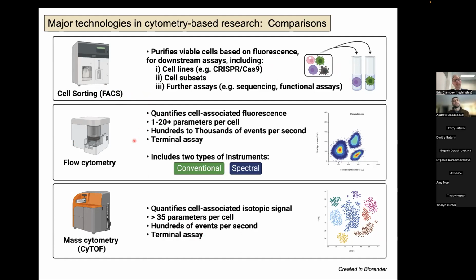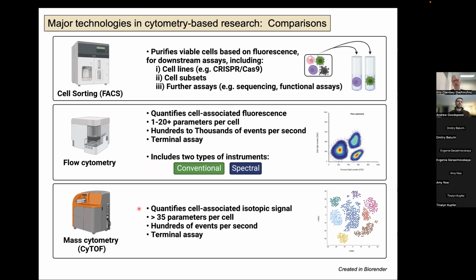Now, flow cytometry quantifies cell-associated fluorescence, and it's intimately related with FACS, okay? But a very important distinction here is that a flow cytometer, while it can collect between 1 to 20 plus parameters per cell, collect thousands of events per second, ultimately, this is a terminal assay, and you do not recover cells using a conventional flow cytometer, in contrast to a cell sorter. Now, there are two types of flow cytometry, conventional and spectral flow cytometry that I'll discuss later on.